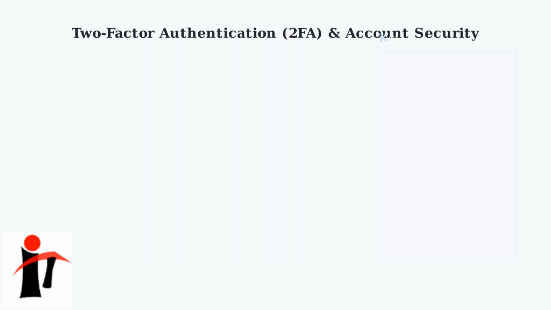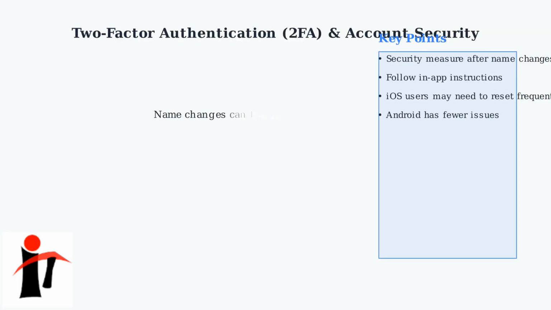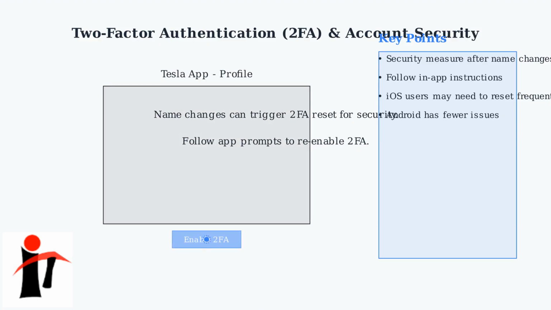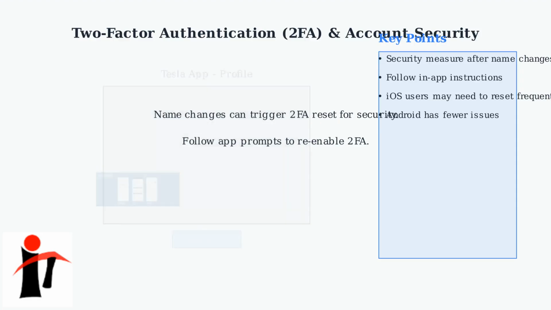Name changes in the Tesla app can sometimes trigger a mandatory two-factor authentication reset as a security measure. This helps protect your account from unauthorized access. When this happens, follow the app's prompts carefully to re-enable two-factor authentication. This usually involves verifying your identity through your phone or an authenticator app.